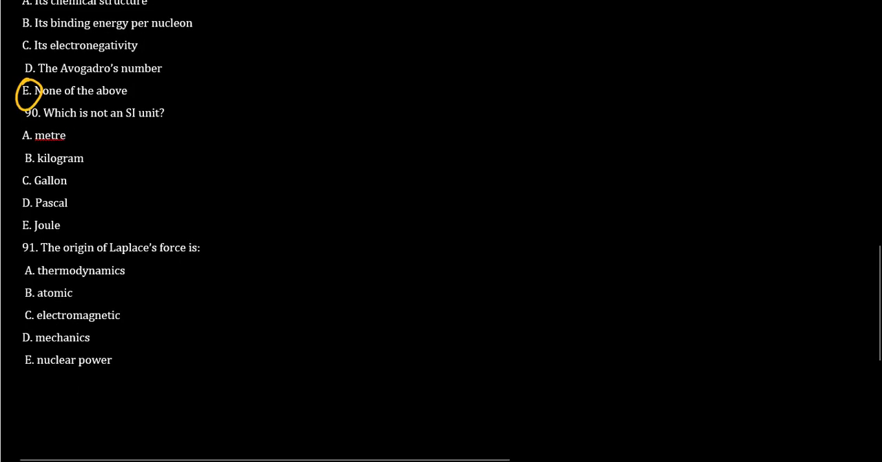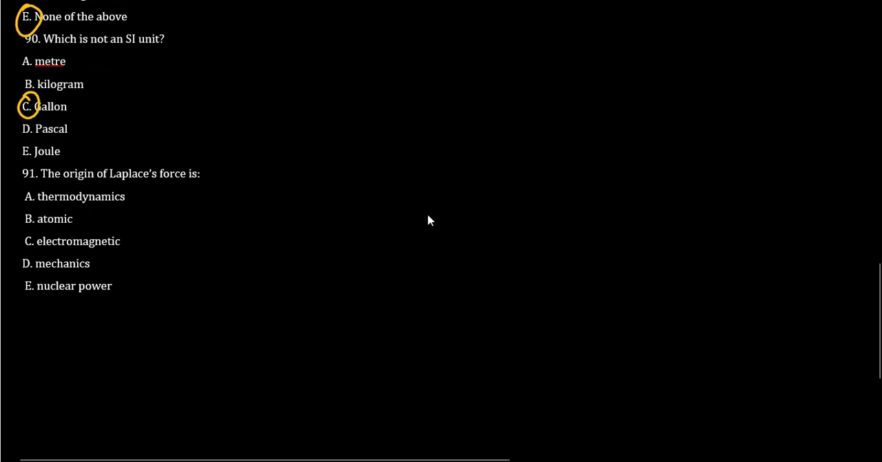Which is not an SI unit? A, the meter; B, kilogram; C, gallon; D, pascal; E, joule. So the gallon is not an SI unit. Meter is the SI unit of distance or length, kilogram for mass, pascal for pressure or stress, and joule for energy. The origin of Laplace force is electromagnetic. So the correct option is C.